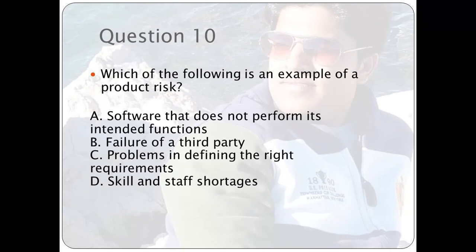Last question of this section is which of the following is an example of product risk. The first one should be the correct answer, software that does not perform its intended functions, but they have given other options to confuse you. So we need to get this by practice and by going through the book.